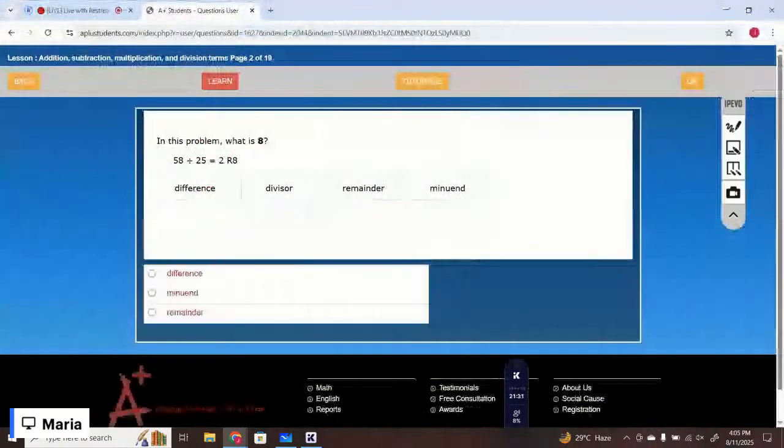In this problem, what is 8? 8 is the remainder. Option number 3 is the correct option. Remainder is when we divide and we still have a number other than 0 left, that will be the remainder.